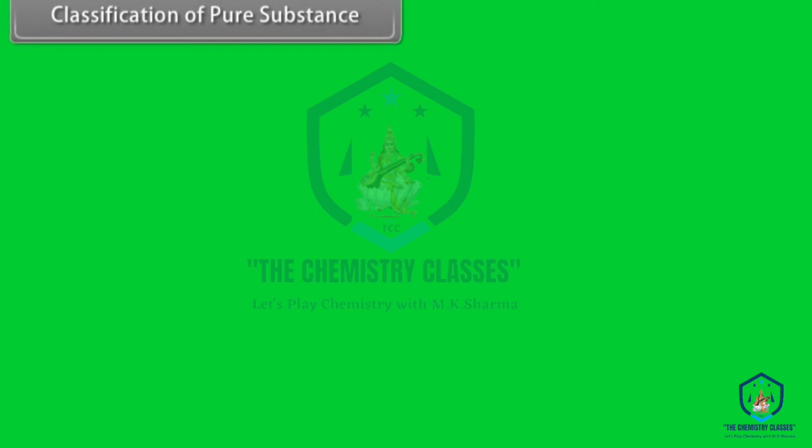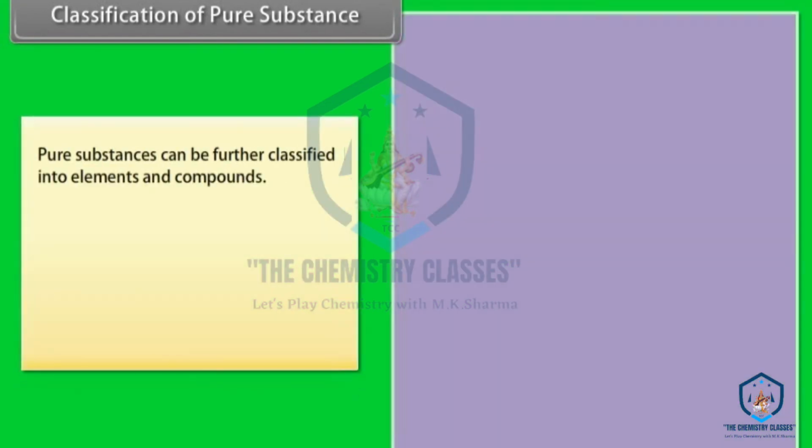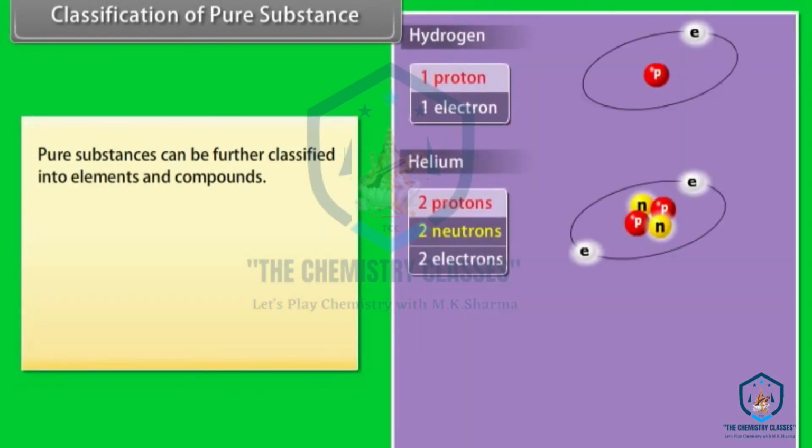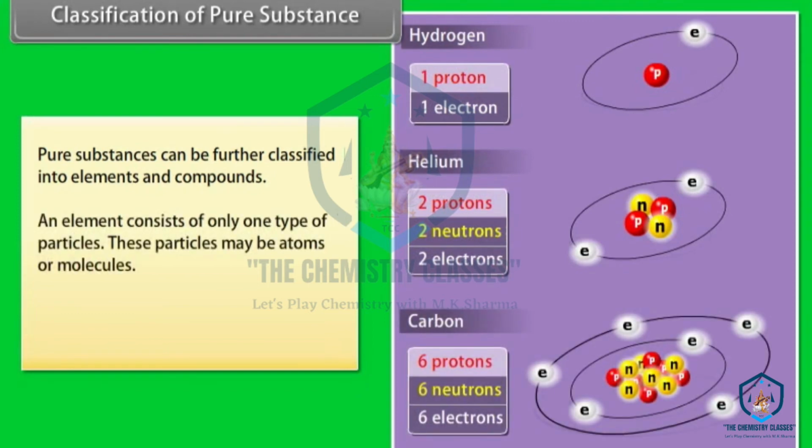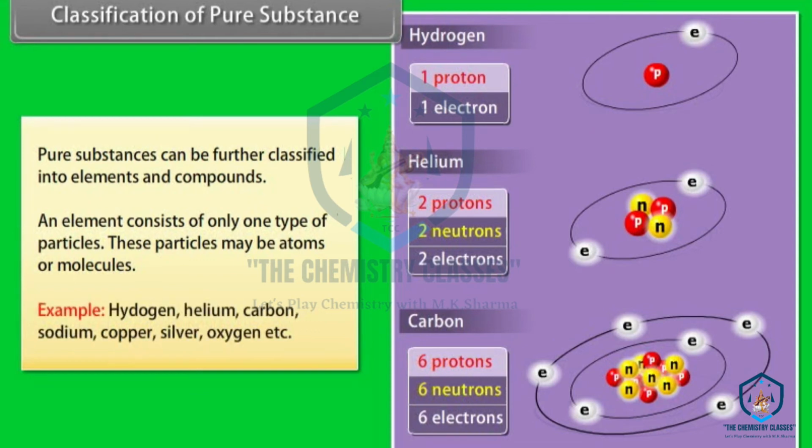Classification of pure substance. Pure substances can be further classified into elements and compounds. An element consists of only one type of particles. These particles may be atoms or molecules. Example, hydrogen, helium, carbon, sodium, copper, silver, oxygen, etc.